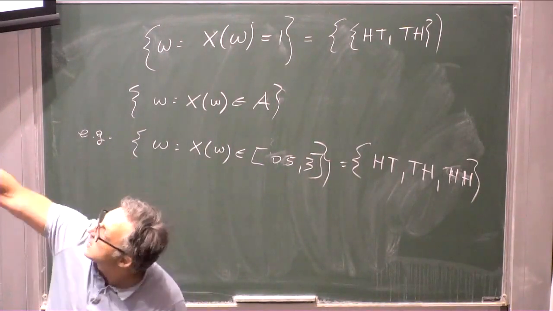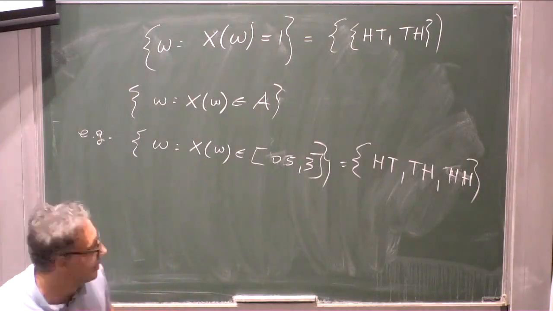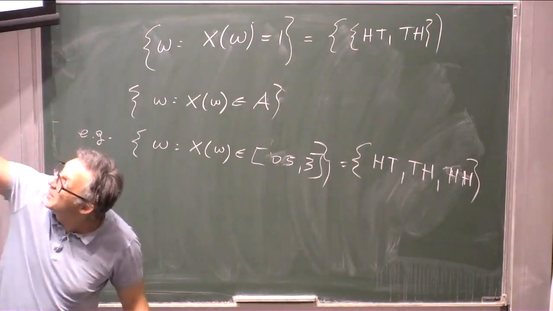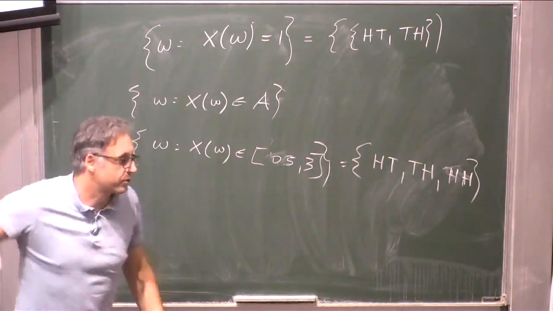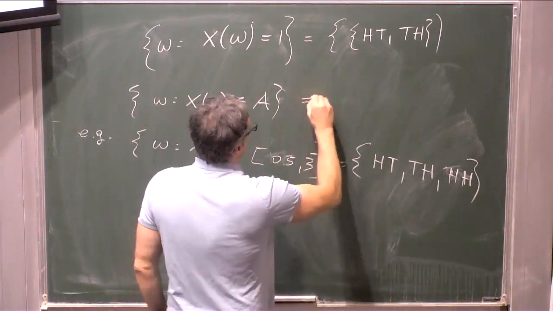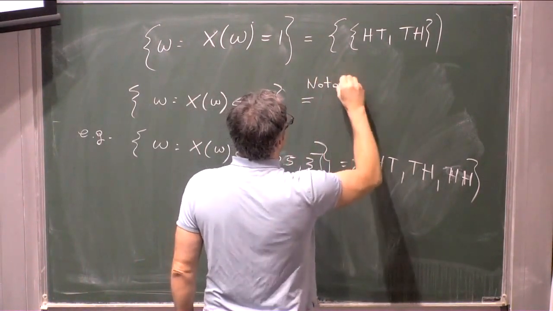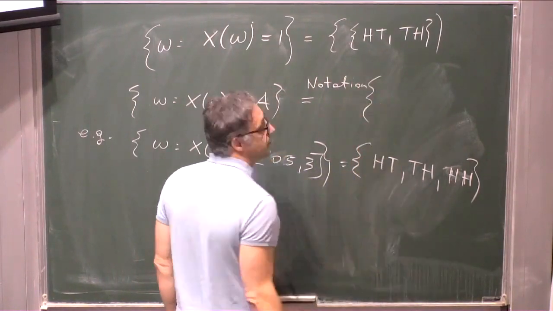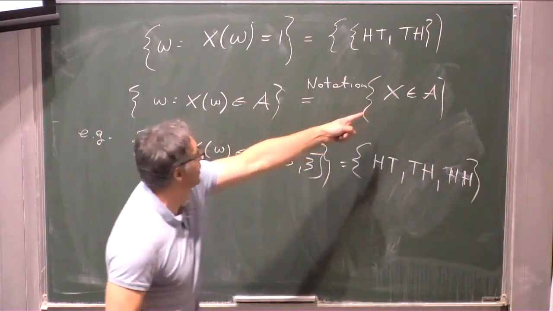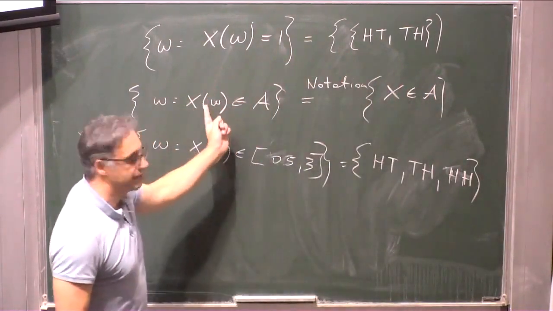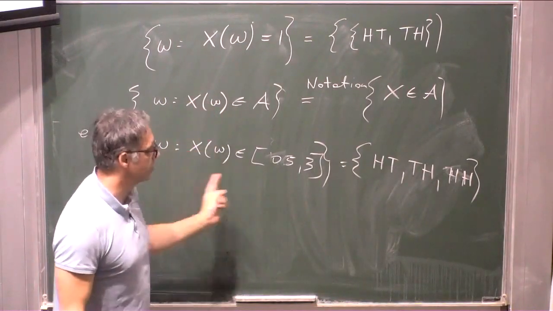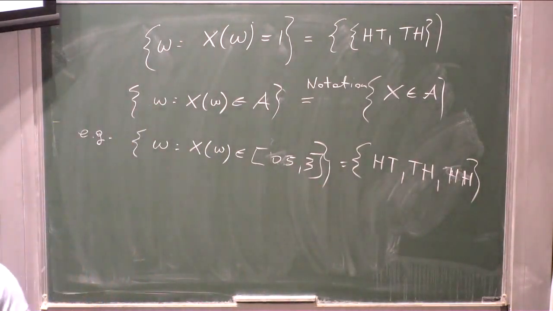But what this last line is saying is that I cannot write this all the time. What I write instead is a notation, but it's very important because it's used everywhere and it's very convenient: X belongs to A. When I write this, you read this in this way. Are we good?